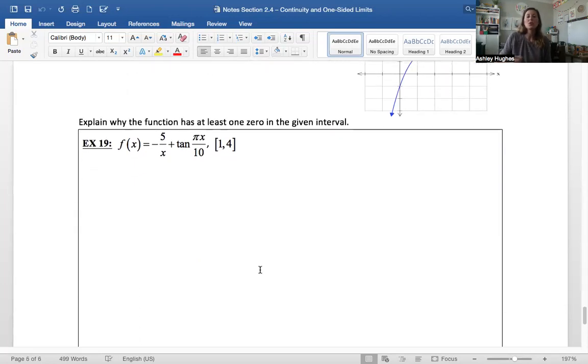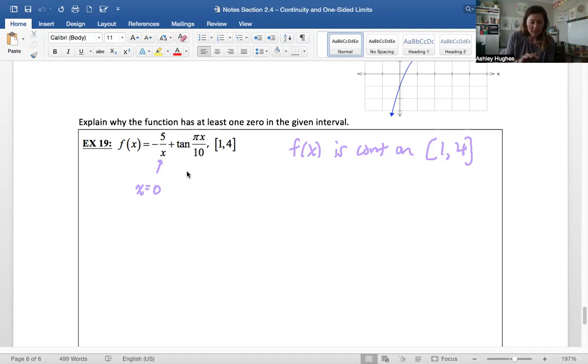Explain that there's at least one zero on the given interval. Your first step, whenever you do this, is to say f of x is continuous on [1, 4], or check and make sure it is. This one is, because the only place it wouldn't be continuous is when x equals 0, where it would be undefined. And then you have to think about the tangent function and that it's periodic. So is the tangent of pi x over 10 continuous?